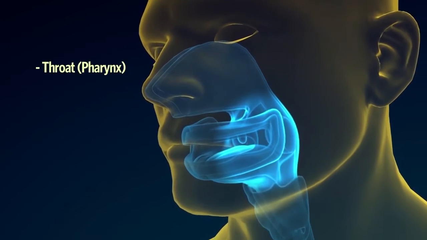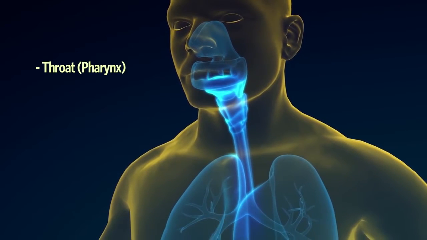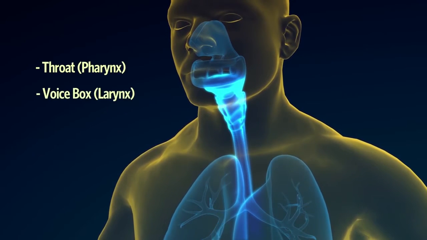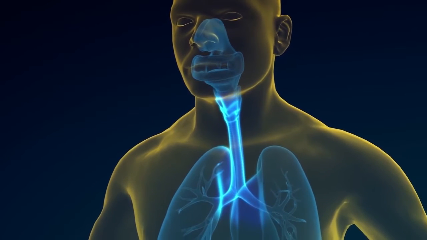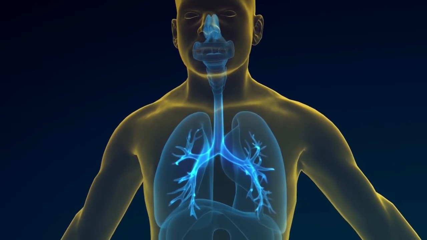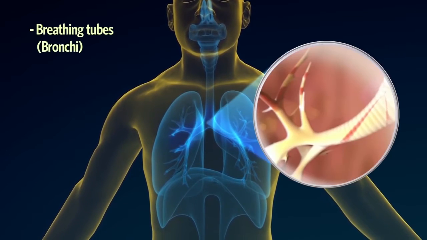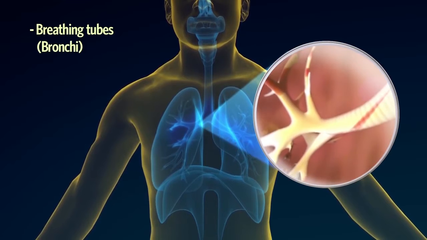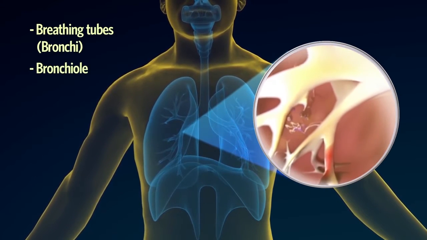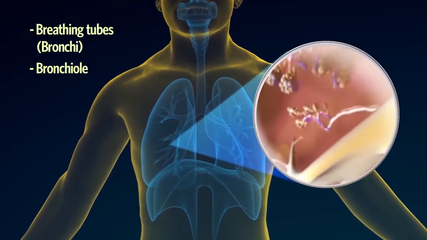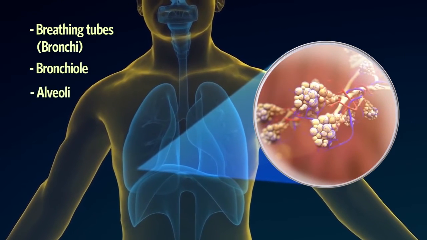The throat, also known as the pharynx, is a tube that carries air from the nasal cavity through the voice box, otherwise known as the larynx, down into the windpipe or trachea. The windpipe then splits into two breathing tubes which carry the air into the lungs. These breathing tubes are called the bronchi, which extend into the bronchioles. The breathing tubes branch out many times throughout the lungs until they eventually form tiny thin-walled air sacs, or alveoli.